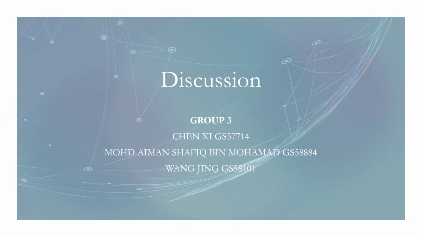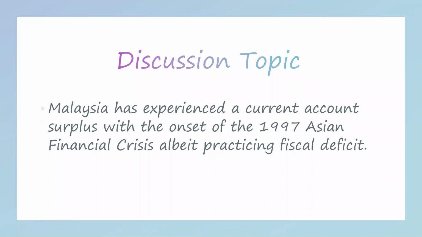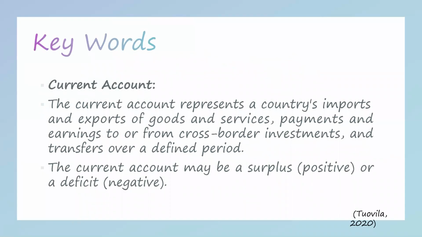The topic is Malaysia. The topic is: Malaysia has experienced a current account surplus with the onset of the 1997 Asian financial crisis, albeit practicing fiscal deficit. Firstly, I will define the keywords in the discussion topic.